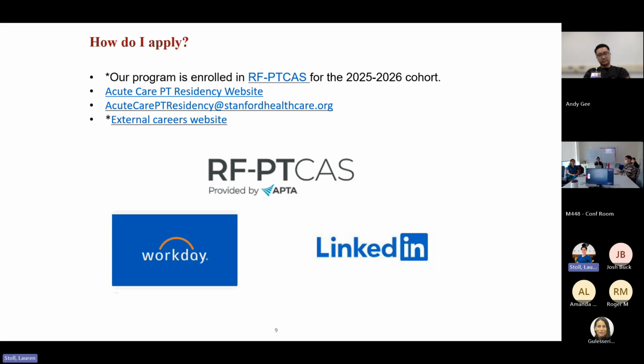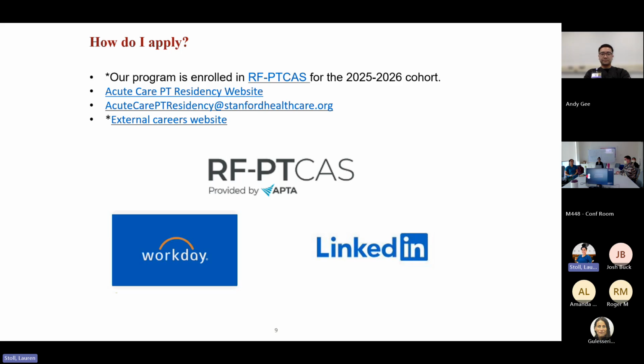Some helpful resources for you. So we do have a PT residency website there, so it's hyperlinked. I can also send it to you guys if you guys want it separately. I can also email you, and then that is the email for the residency program. So if you have any other specific questions, and you want to email us later, you can do that at any time.